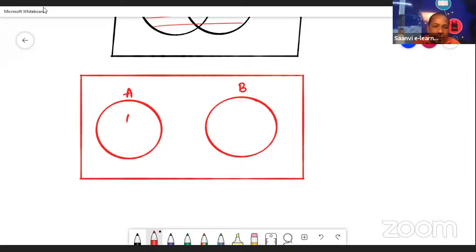Suppose set A is {1, 2, 3} and set B is {5, 6, 7}. Are there any common elements in these two sets? No, there are no common elements. So A intersection B will not come, because they never join. There are no common elements, so A intersection B is equal to phi, the empty set.